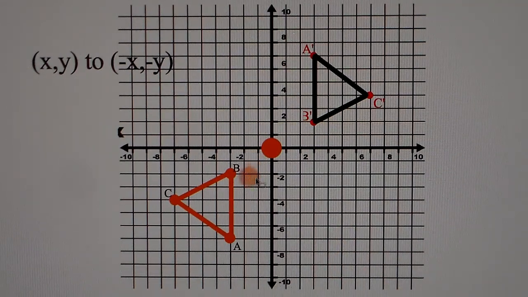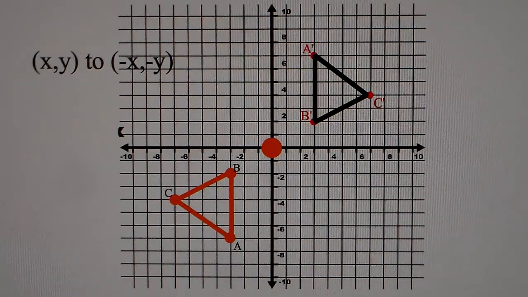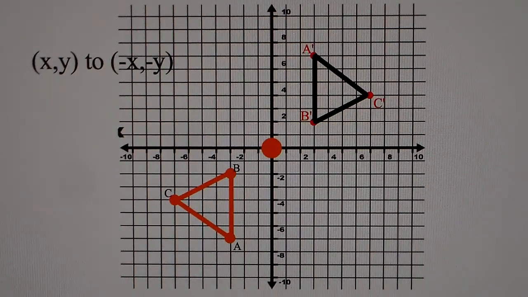Now the slope of AB. The slope of AB you can see here is a vertical slope based on the grid that we have. When we rotate the figure 180 degrees, A prime B prime is also a vertical slope. So when they ask whether the slope of A prime B prime will be the same as slope AB, that'll be yes. They are the same slope, so you'll bubble in that one.